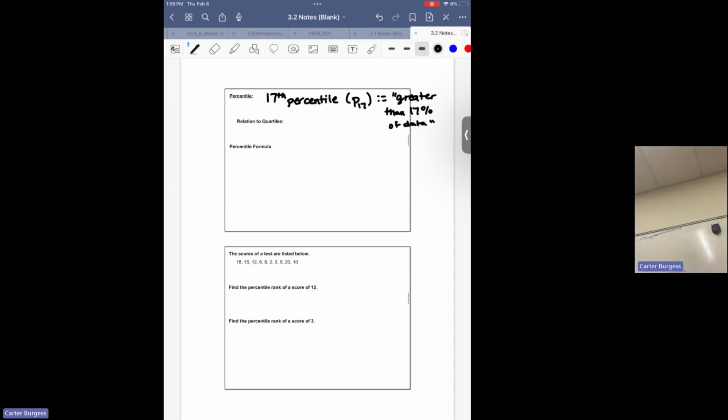But notice here, it's not quite as simple as just count everything on the left and take the percentage that that represents, and that's your answer. Right? 50% should actually fall right in between the 5th and the 6th mark. This would be the median, somewhere right here. That would actually be the 50th percent. The 6th value is going to be somewhere between the 50th and 60th.